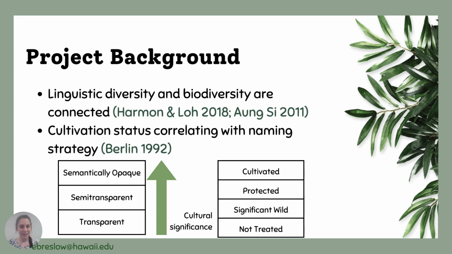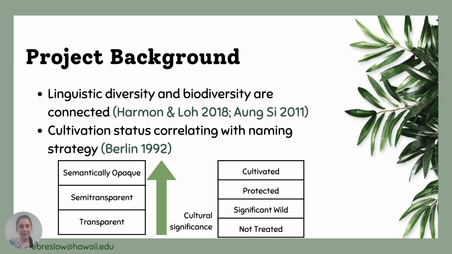Here, semantically opaque names would be something like English for oak, where oak means an oak tree, but there's no more information we can get from the name oak itself. It is opaque to us. Semi-transparent would be something like red oak, but we know that red has some meaning. It's telling us something about the oak, but oak itself is still opaque. And lastly, something like poison ivy would be transparent, where it's telling us what the plant looks like and what potentially might happen if we interact with it.